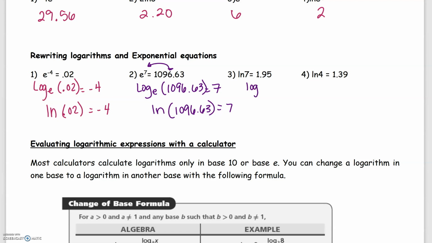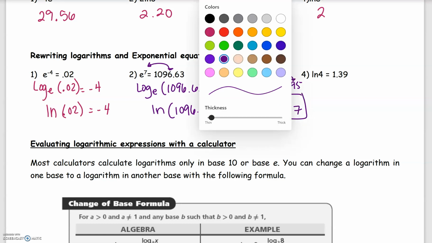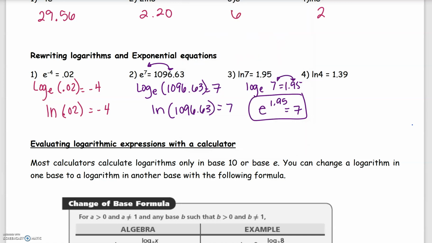If you want to try these next two, go ahead. We are going to write log base e of 7 equals 1.95, so the base is e, the exponent is 1.95, just flip-flopping these two, and then the 7 there. So try that last one. Again, if we rewrite it with the log and the e, we flip-flop with e as our base, and it's to the 1.39 power, and it's going to equal 4.